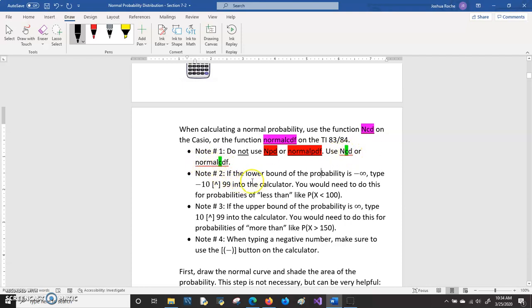A second thing to note is that when using these functions, sometimes you'll have to put negative infinity into one of the sections of the function. And when you want to type negative infinity into the calculator, one way is to type negative 10 to the 99 power. And so you would type it in this way. You do that when the probability is for something that's less than.